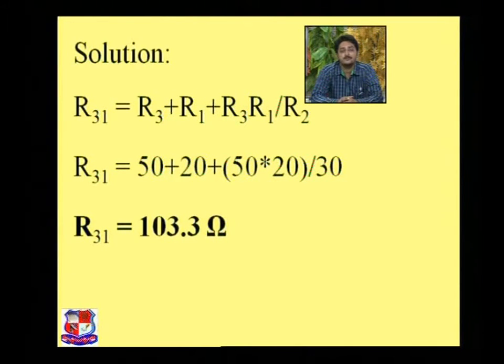First of all the equation is like that: R3 plus R1 plus the parallel configuration R3 R1 divided by R2. So by putting the values of R1, R2 and R3, we are getting R31 equals 50 plus 20 plus 50 into 20, these are in multiplication, divided by 30. So we get the value of R31 as 103.3 ohm. So here we have found the equivalent resistances of the star R1, R2 and R3, respectively R12, R23 and R31, in delta connection.